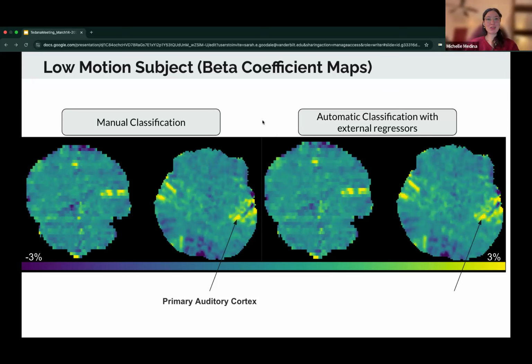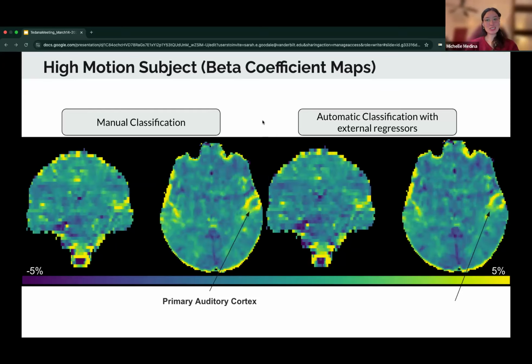And maybe to be more convincing, I also included a high motion subject. We see that same story of expected regions of activation and high agreement between both maps. This just solidifies that conclusion of no harm done when doing the automatic classification. Obviously, there's still more testing that needs to be done, but these are just some observations that we've had.